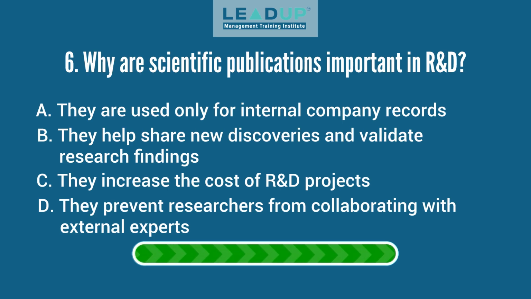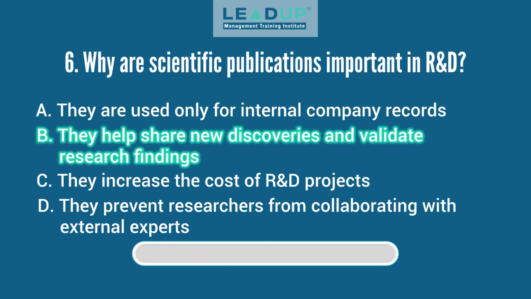Question 6. Why are scientific publications important in R&D? A. They are used only for internal company records. B. They help share new discoveries and validate research findings. C. They increase the cost of R&D projects. And D. They prevent researchers from collaborating with external experts. Answer: they help share new discoveries and validate research findings.